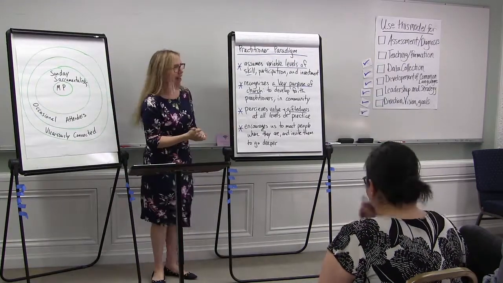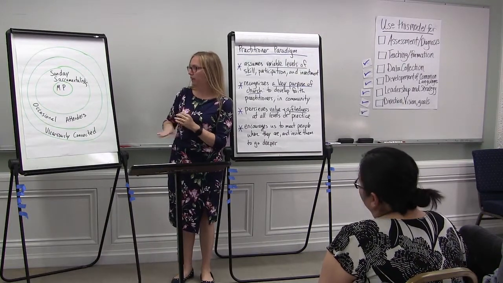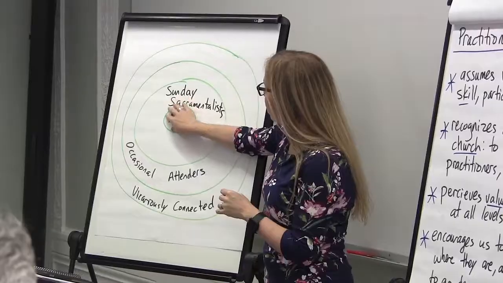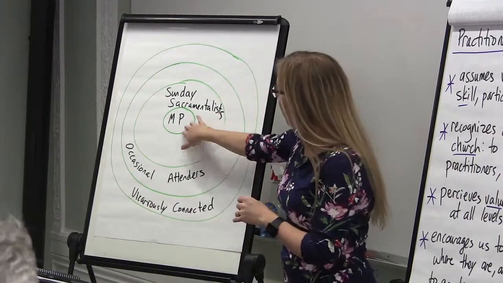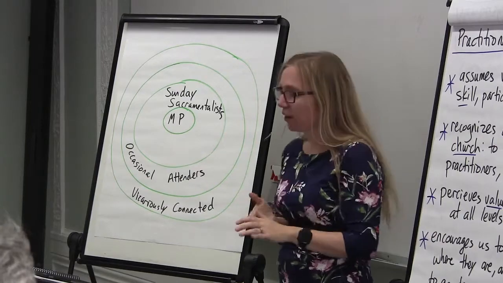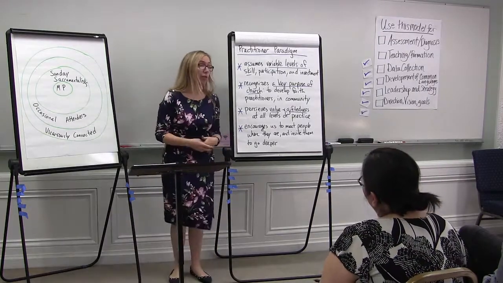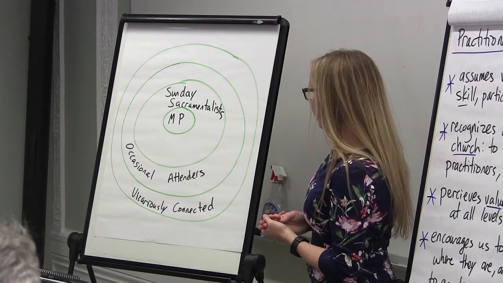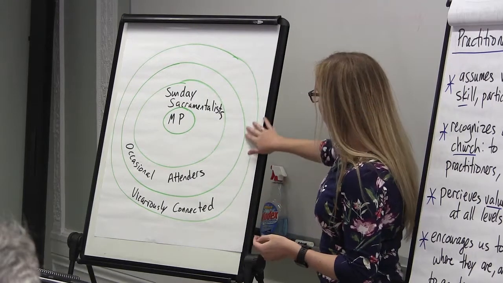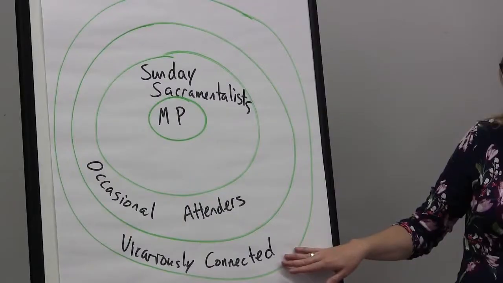It looks like a bullseye. It's a model that is about moving toward the center. And there are different rings that describe different ways that people are interacting with congregations for the purpose of developing their faith. So, in the outer ring out here, we have people who are vicariously connected.